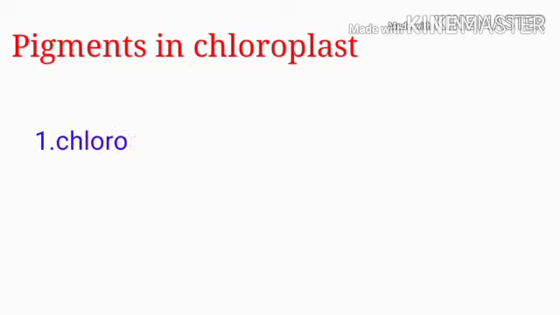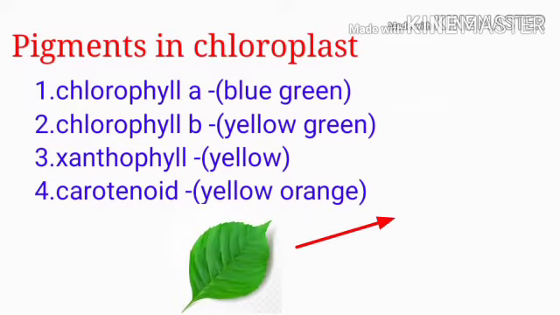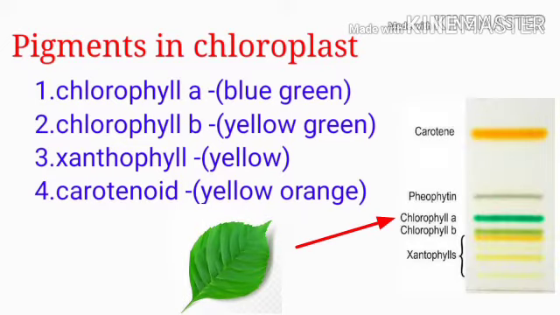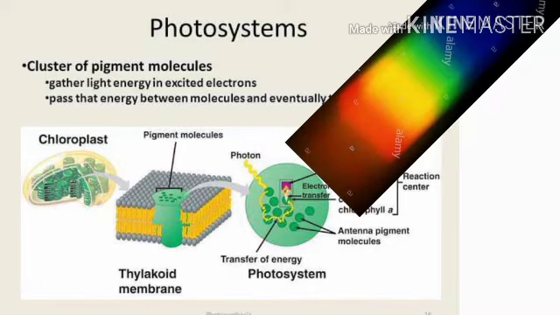Now see the pigments in the chloroplast. Chloroplast contains chlorophyll A, chlorophyll B, xanthophyll, and carotenoids. The colors mentioned by the side of these pigments are the colors seen when they are extracted from the leaves using the chromatographic method. These pigments are embedded in the grana membrane. These pigments can absorb light at specific wavelengths.